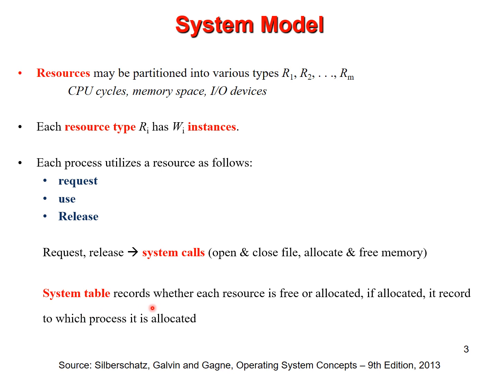Generally, a system table will record whether each resource is free or allocated. If it is allocated, it will record to which process it is allocated. So that information will be recorded in the system table.